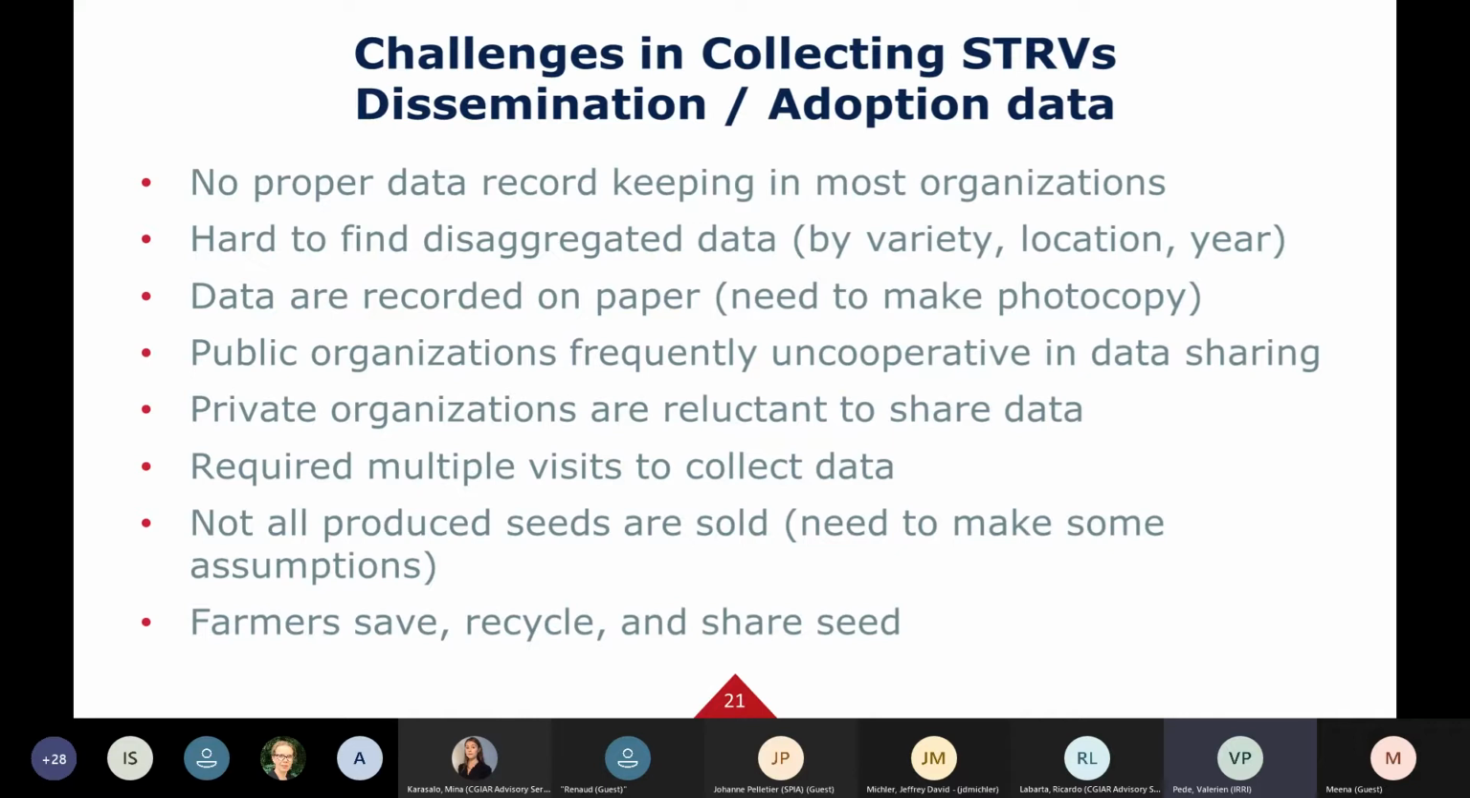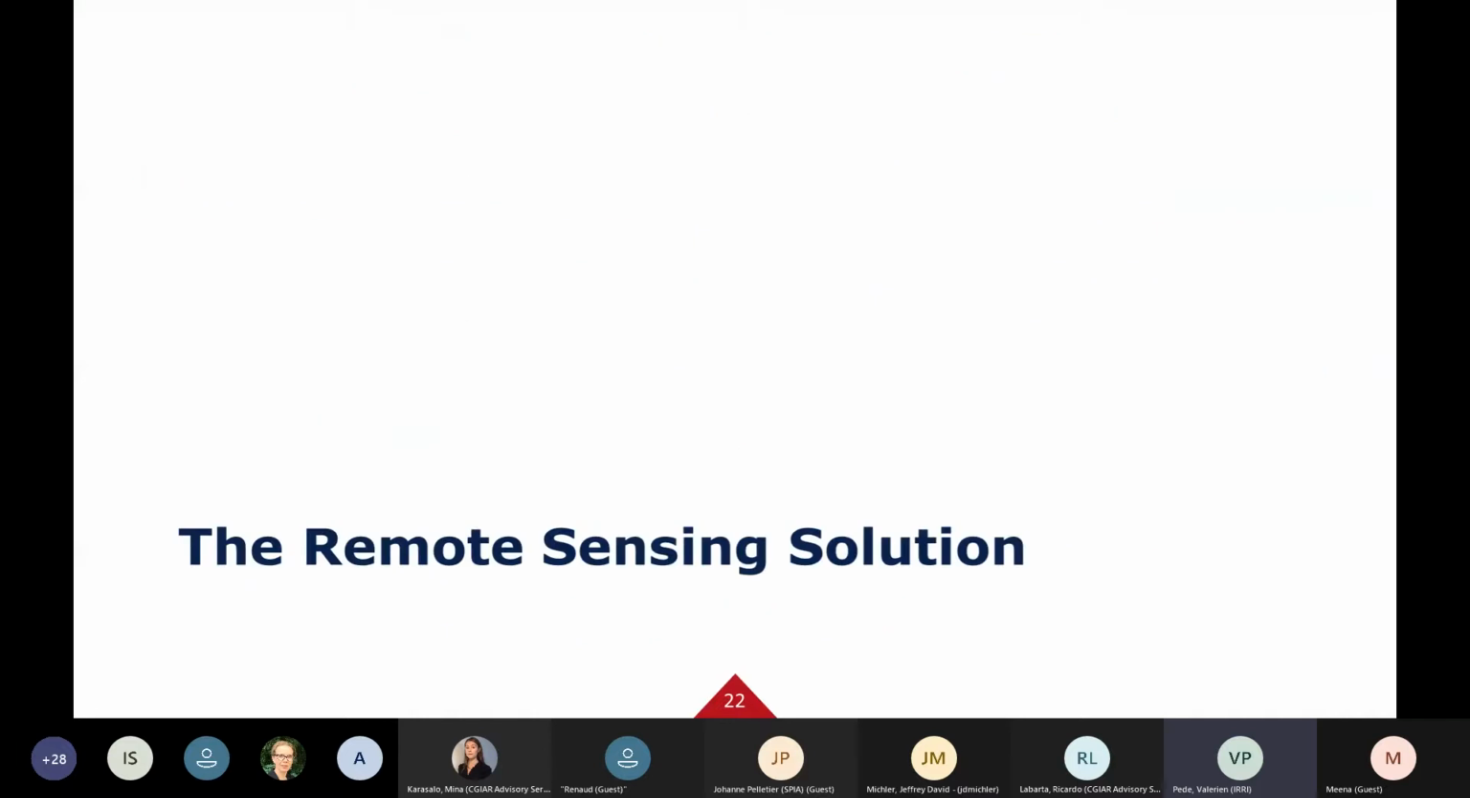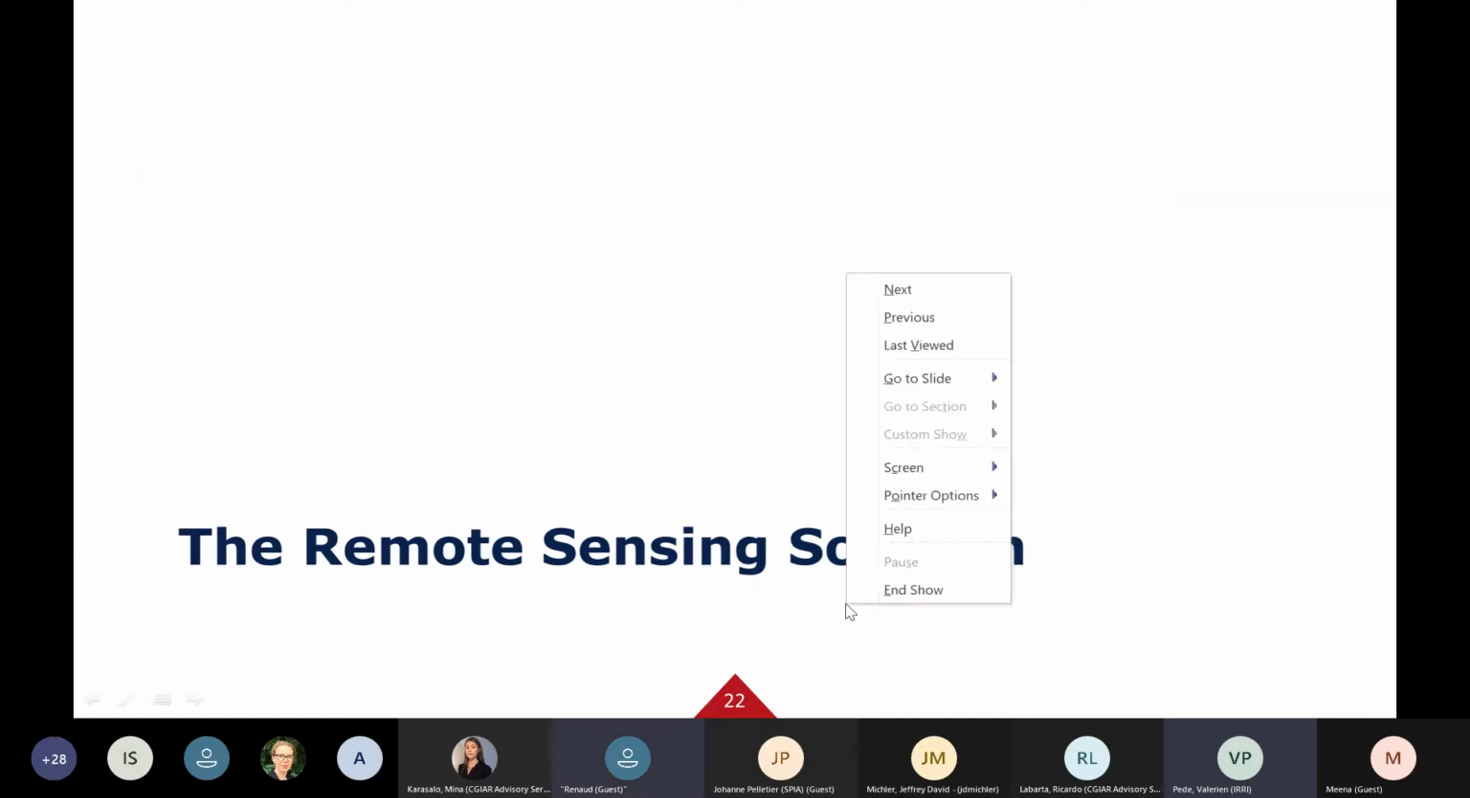Another challenge to be mentioned here is that not all the seed produced is sold. So, we really have to make some assumptions at some level. And then finally, farmers also save seed, they recycle, and they also share. So there are so many other complications that were taken into account when we were gathering the dissemination data. So I will now stop here and hand it over to Renaud to start talking about the remote sensing solution.